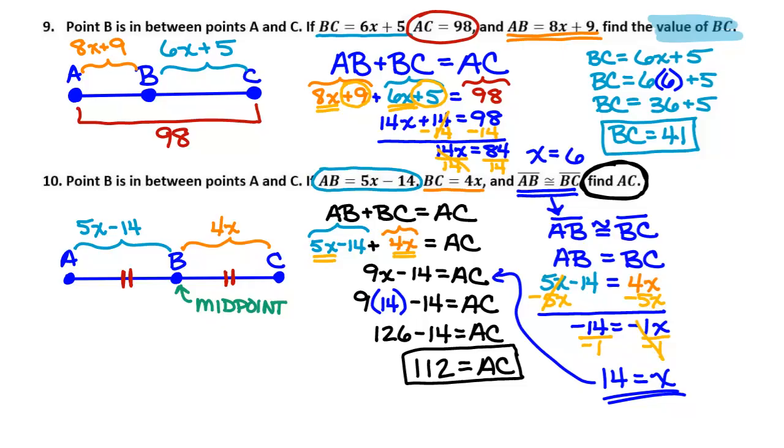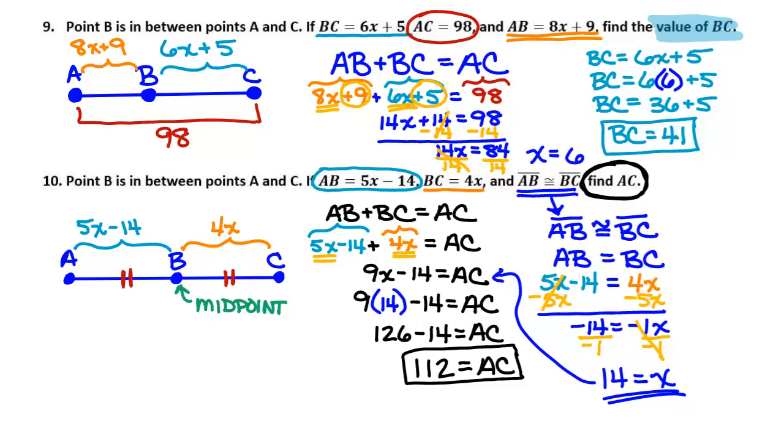So this one got a little bit more complicated. Yesterday we did problems where we only needed one equation. We either needed the segment addition postulate equation or we needed the congruence equation. And on this problem we needed both. If they give you a congruence statement, you're going to need to use that equation. If that doesn't give you your final answer, then you're going to have to come in and use the segment addition postulate to find your final answer.